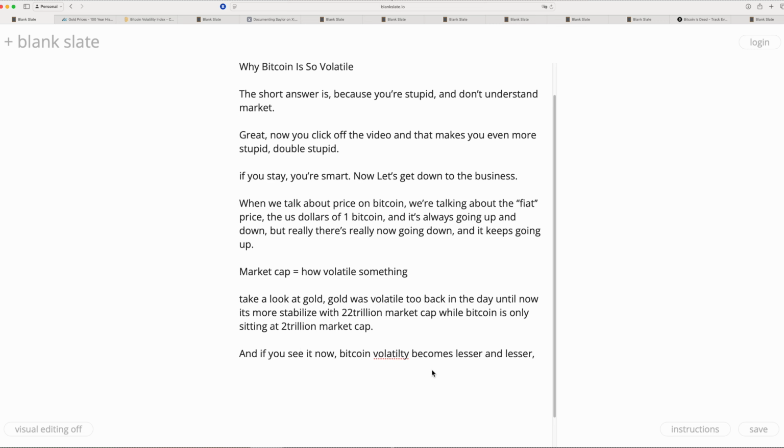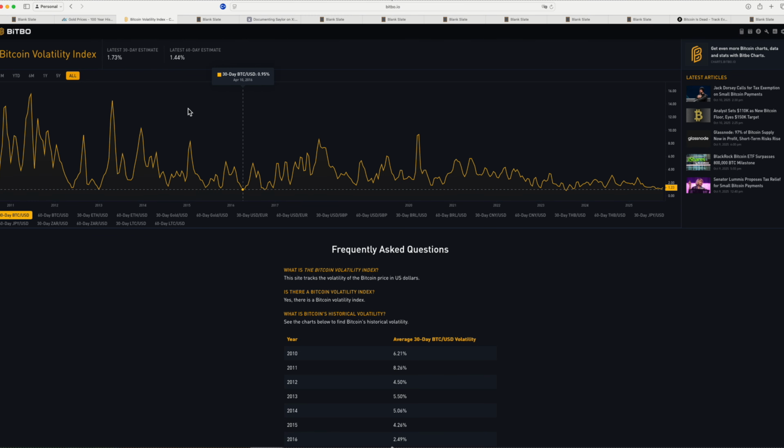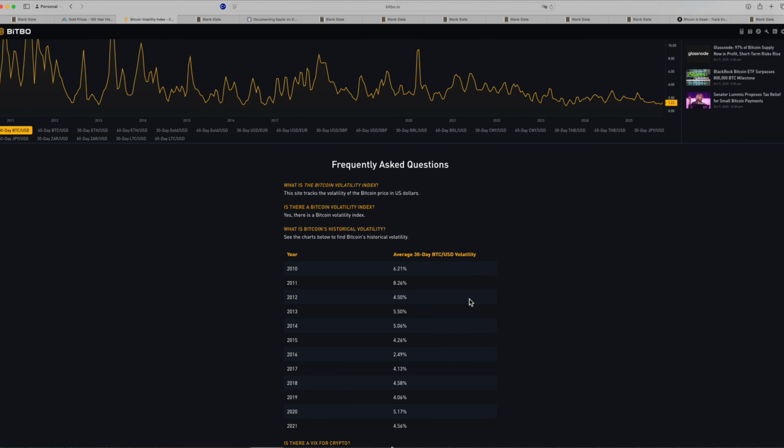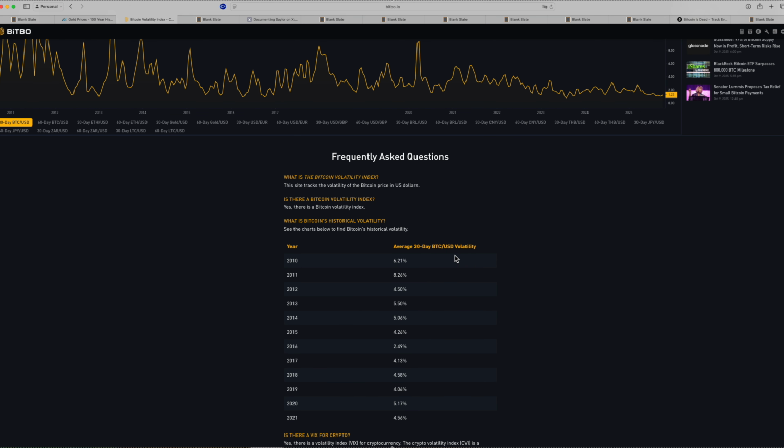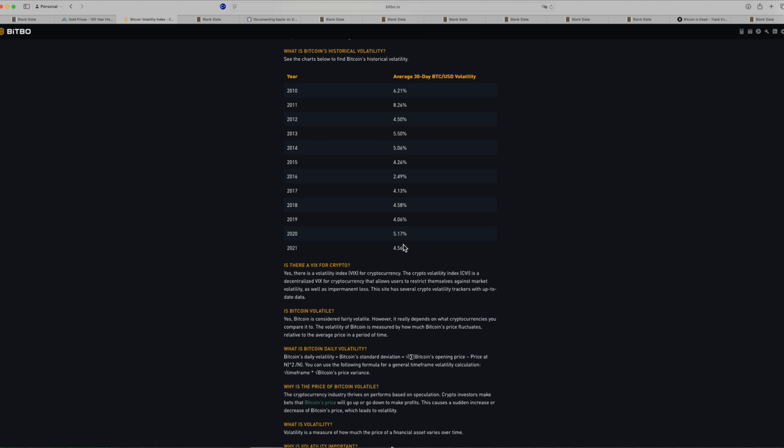And if you see it now, Bitcoin volatility becomes lesser and lesser due to more adoption and increasing market cap. Now we see here gold from 1980 to 1985 was very volatile, just like Bitcoin currently, while Bitcoin has only been around for 16 years and gold has been around for 5,000 years. There's actually an index of Bitcoin volatility, and you can see it here on Bitbo, and you can check yourself why it's become lesser and lesser as the market cap of Bitcoin continues to grow. See, in 2010, the average 30-day Bitcoin and US dollar volatility is 6%, goes up to 8%, and then eventually by 2021 it becomes lower and lower and more stable, as you can see yourself.